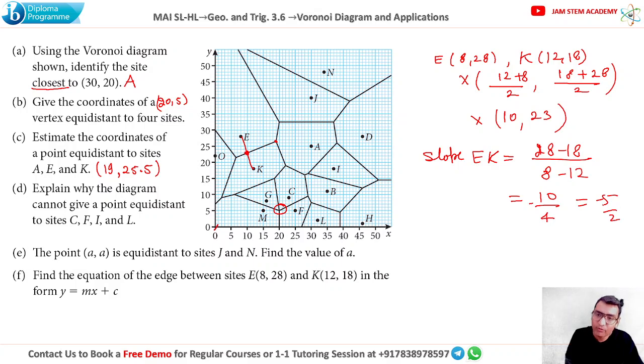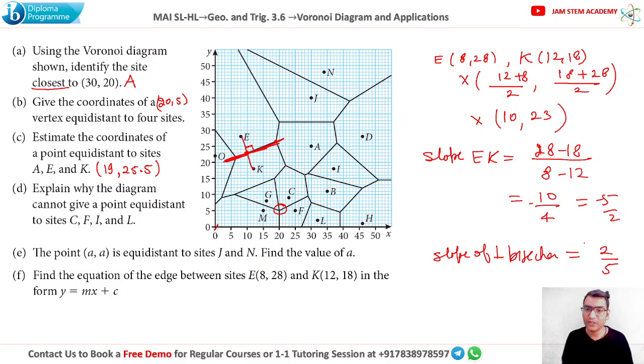So the slope of the perpendicular bisector, this line which is perpendicular to it, must be the negative reciprocal of that. So the slope of the perpendicular bisector of EK is equal to positive 2/5. Now you have the slope, and also you have the point. So use the equation of a line, y minus y1 equals m, which is 2/5, times x minus x1, which is 10.